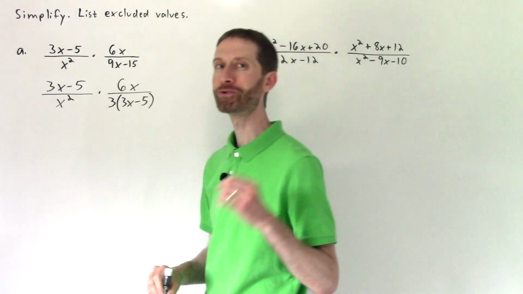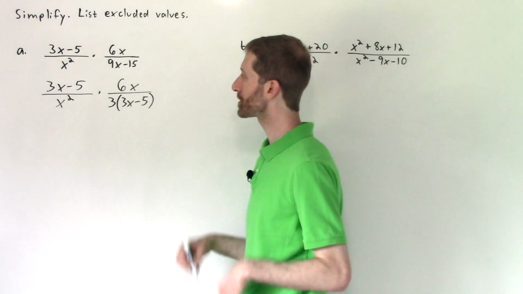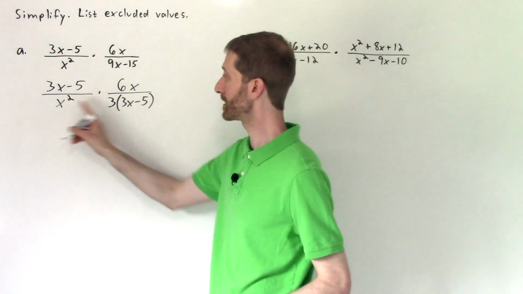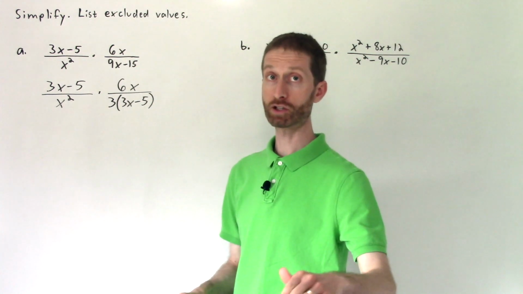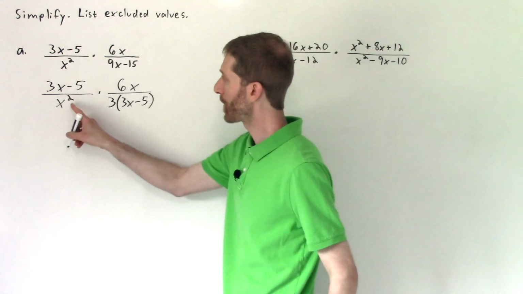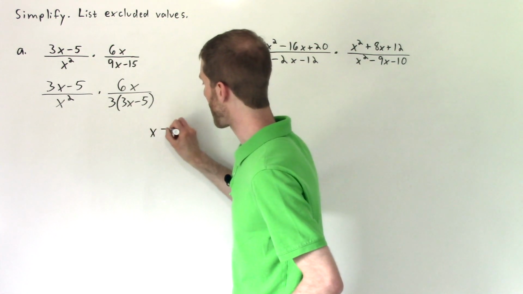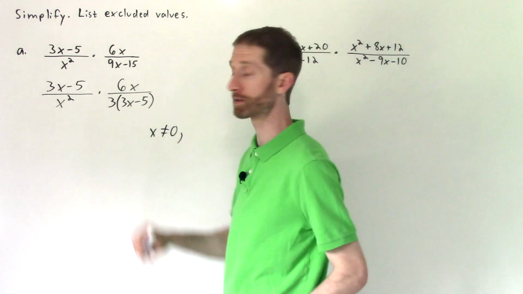And now some things appear. First things first, as I've shown you in earlier videos, write out your excluded values first. So anything that's in a denominator should become an excluded value consideration. So x squared, when will that equal 0? When x is 0. So x cannot equal 0 because of this.